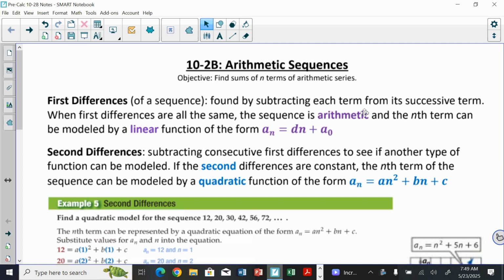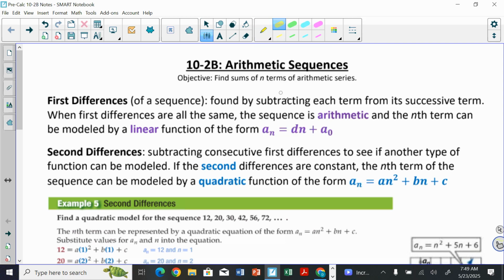Okay, folks, 10-2B, arithmetic sequences. So, second part of this time we're going to look at sums and end terms of arithmetic sequences. Just a couple different things that we didn't get to in 10-2A. So, first thing, let's talk about first difference.